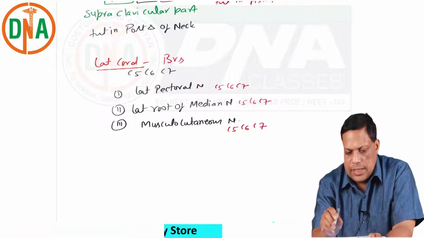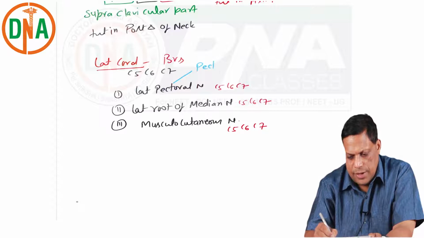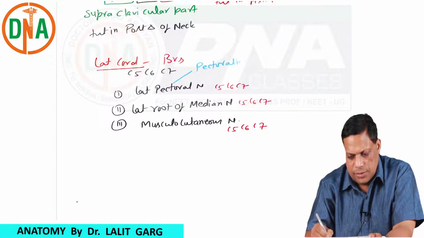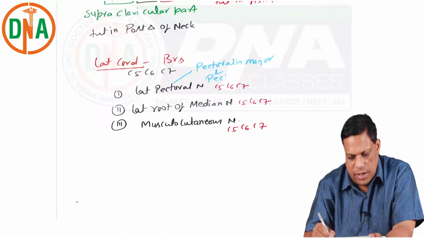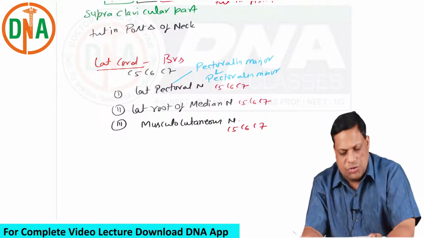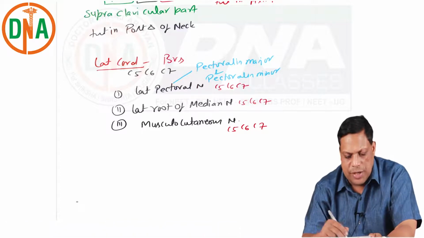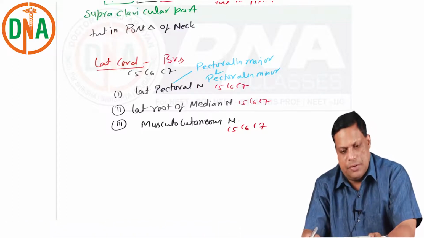Now what muscles are supplied by lateral pectoral nerve? This lateral pectoral nerve supplies pectoralis major and pectoralis minor muscle. Both muscles belong to the pectoral region of the chest, supplied by the lateral pectoral nerve. Lateral root of median nerve forms the median nerve.